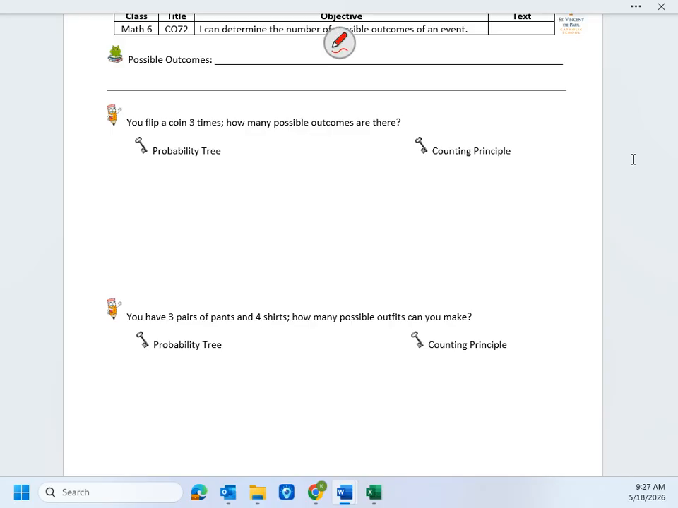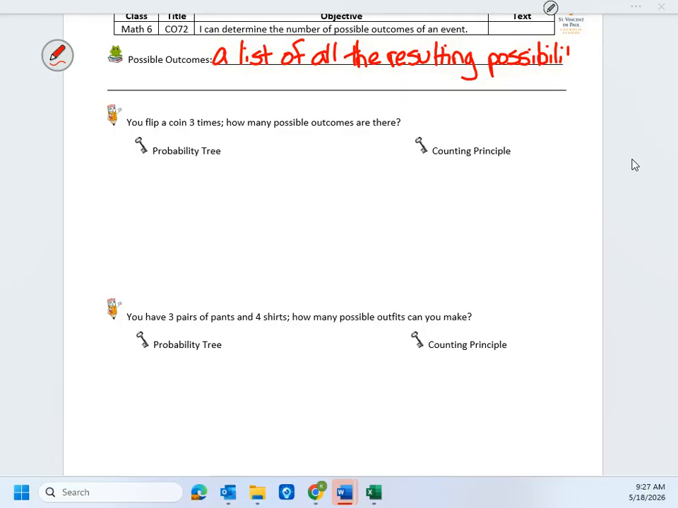So what does that mean? Possible outcomes are a list of all the resulting possibilities from an event. So an event is the thing that we're doing. So flipping a coin is an event.